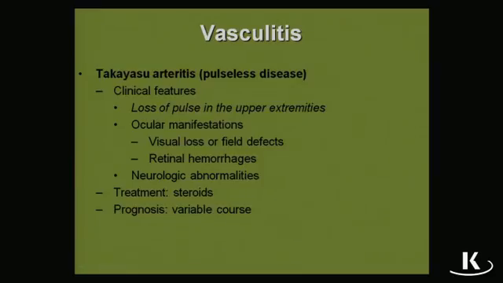If it's giant cell arteritis, older female, headaches, blurred vision, temporal artery. If it's Takayasu arteritis, again, Asian female, arch of the aorta, decreased pulses of the upper extremities, and the headaches and the visual problems. And again, loss of pulses of the upper extremities, visual problems just like with your giant cell arteritis, and again, steroids is going to be your treatment.